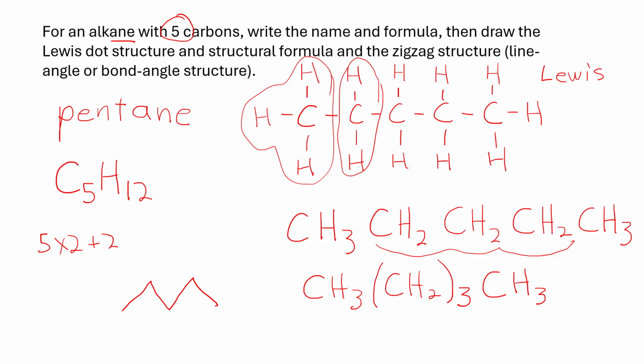It ends up being 4 line segments because you need 4 bonds to connect those. Wait, 1, 2, 3, 4. Yeah, that's 4 line segments because you need 4 bonds to connect the 5 carbons. When we draw the zigzag structures, we do not write all of the hydrogens. It's understood or implied that those hydrogens are there.